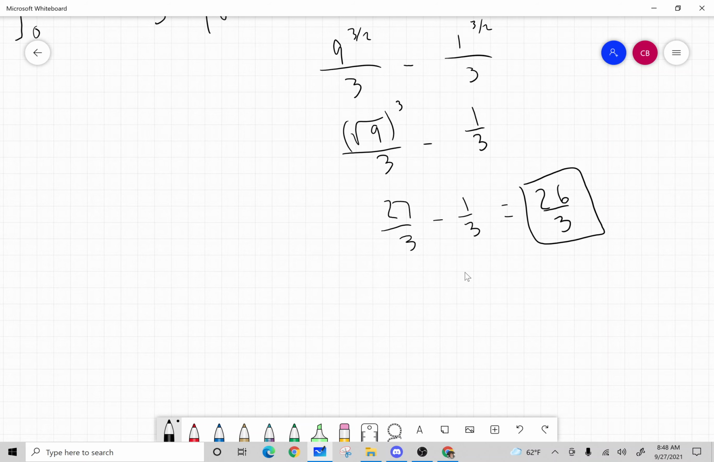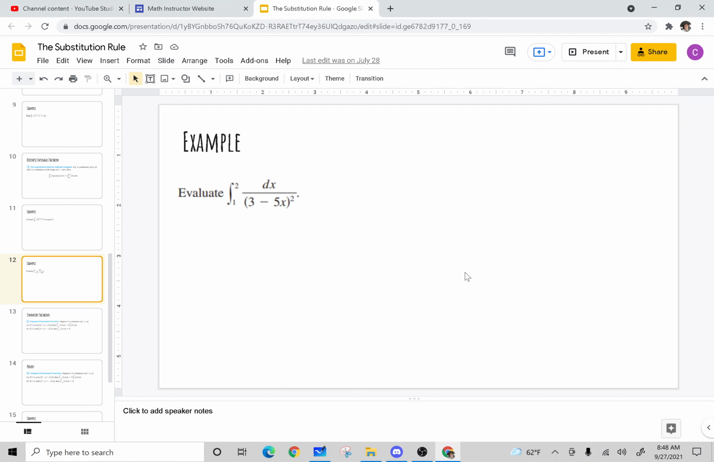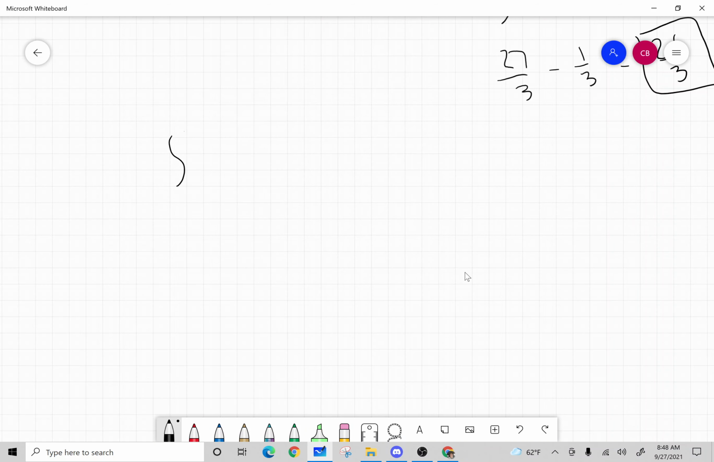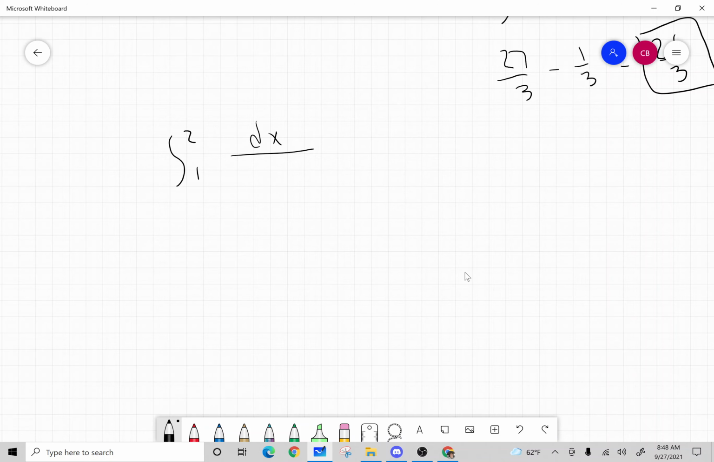Okay, so that's that one. Now it's going to be the next one. I think you can do most of the problem, but we're going to end up changing the limits on this, and you'll see how in just a second. So we've got the integral from 1 to 2 of dx over 3 minus 5x squared. Oops, 5x squared that way. Okay, we have dx on there, sorry.